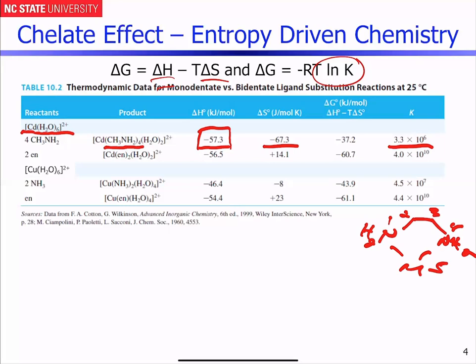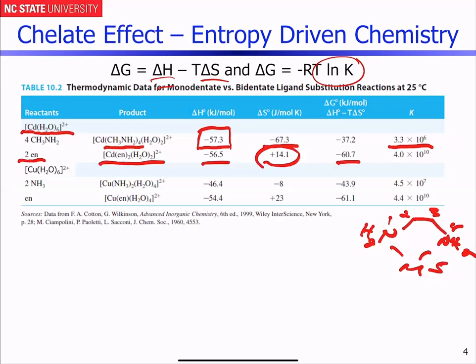But what I want you to notice is that now, instead of using methylamine, if you use ethylene diamine to displace the same 4 waters to make this complex, you see that the delta H value is very similar to what you started with in terms of the cadmium methylamine complex. But the key difference is, look at what happens to the delta S term. That now is positive. So that is making the minus T delta S term more negative, and that's making delta G more negative. And that's the net result.